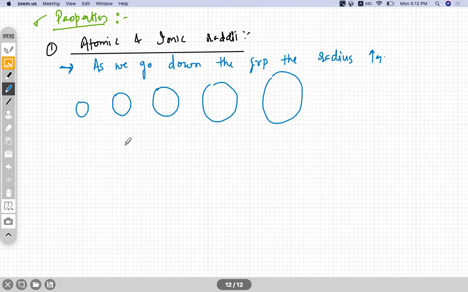As you go down the group, the size is increasing, so the distance between the center and the outermost electron also increases. As the distance increases, it is easier to take the electron out. You require less energy to break this attraction so that the electron comes out. So with size we can relate ionization energy: as size increases, ionization energy decreases. Ionization energy decreases means the tendency to lose electron is more, which means electropositive character increases, and the metal converts into an electropositive ion.